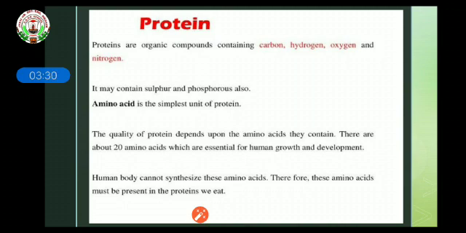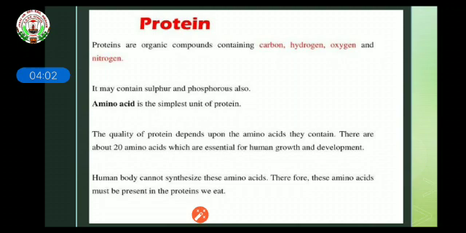When we eat food and it goes inside our stomach, it breaks down into other constituents. Likewise, whenever we take protein, it breaks down into many amino acids. These are the simplest unit of protein. The quality of protein depends upon the amino acids they contain. It means whatever proteins we eat as a nutrient, it depends on how many amino acids it contains.